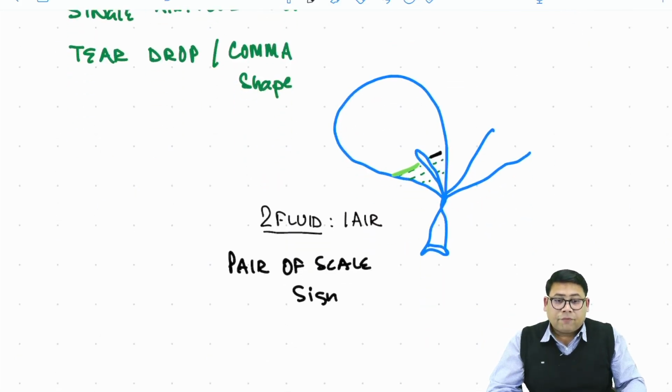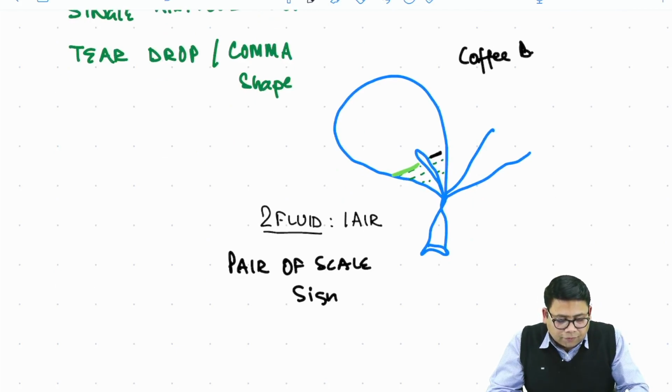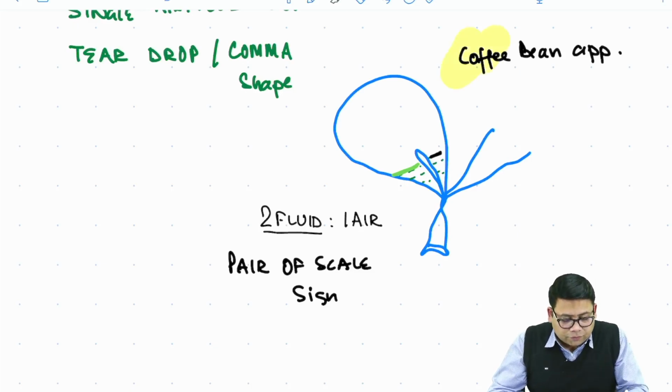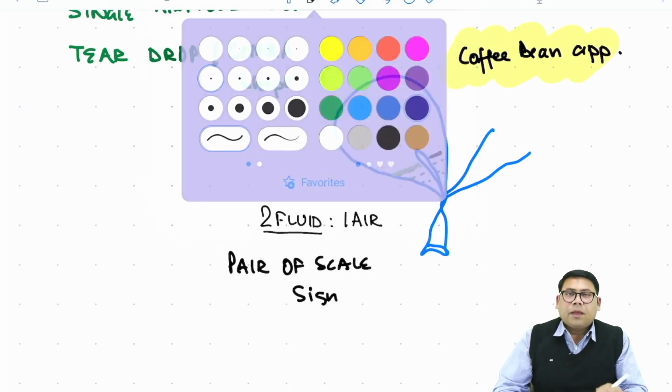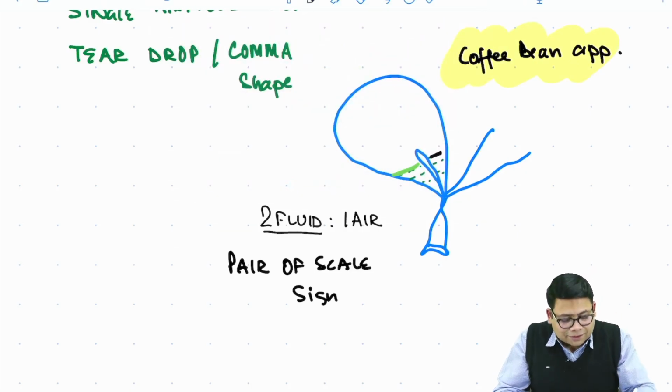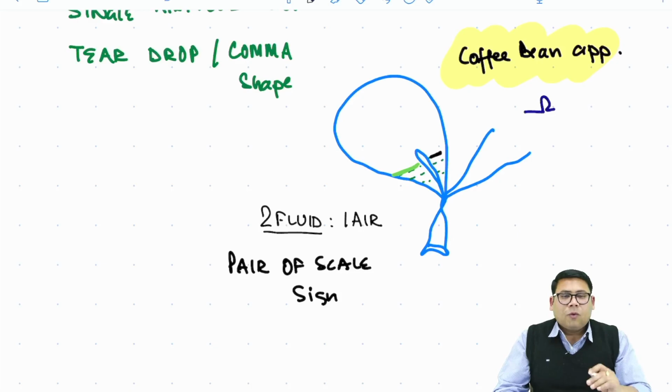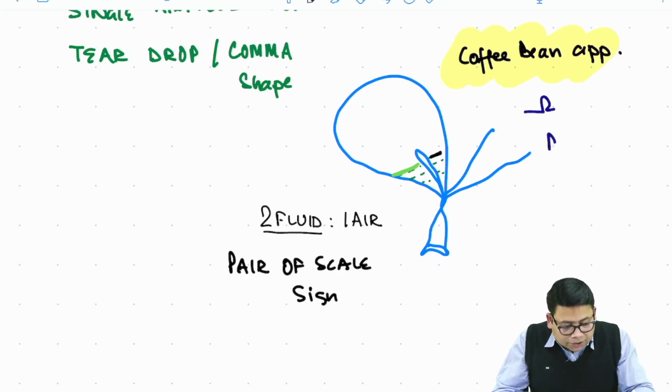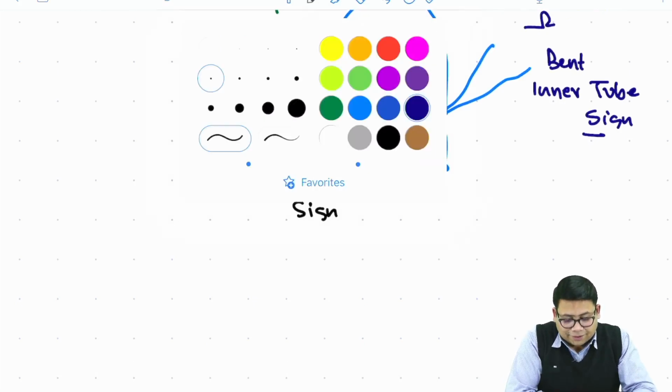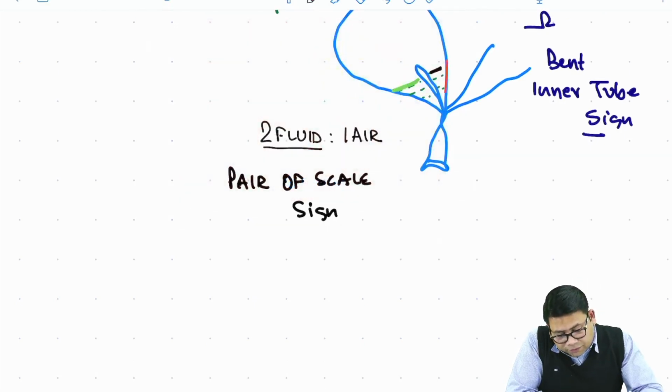The next thing that we get to see is a classical coffee bean appearance. What else do you get to see, students? Come on, you can answer in the comment section. I've already discussed, you get to see a typical omega sign. Then you get to see a bent inner tube sign. What else will you get? Try to understand, this is very artistic. If you see, this is one border of the bowel that is visible.